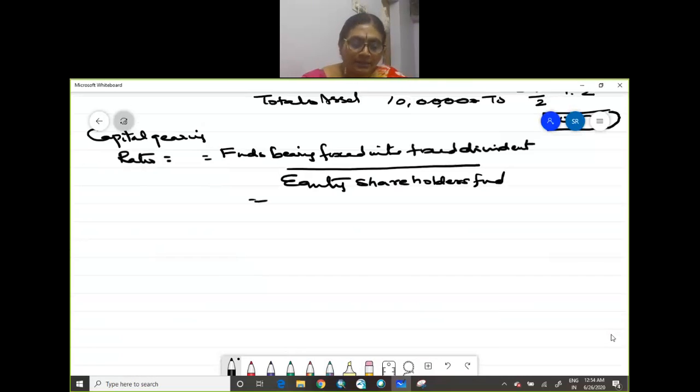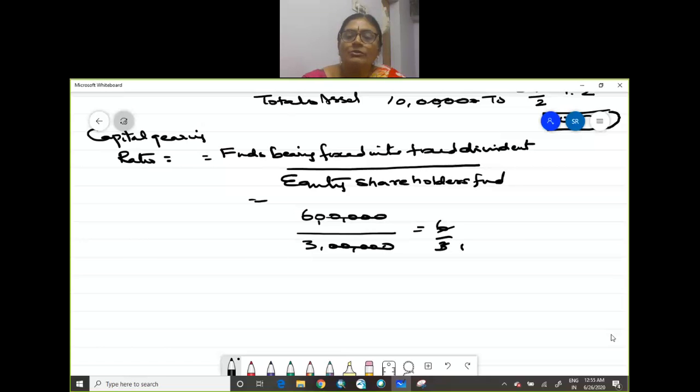6 lakhs divided by 3 lakhs. Again, cancel it: 6 by 3, 3 will go here 1, 3 will go here 2. So 2 by 1, so 2 is to 1. That is your capital gearing ratio.